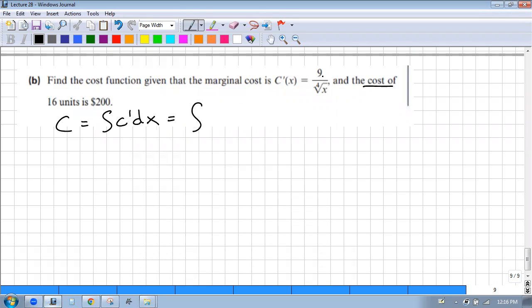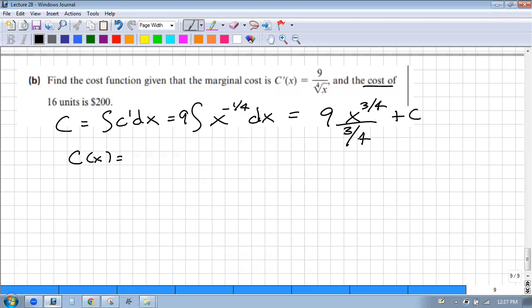So we have, if I wrote this out, I would write this the 9 on the outside. This 1 over the 4th root, so it's negative because we're dividing, and the 4th root means that. So let's see, I need to add 1 to the exponent and divide by that exponent. So C of x, if I fix this, 9 divided by 3 is 3, multiplied by 4 is 12.